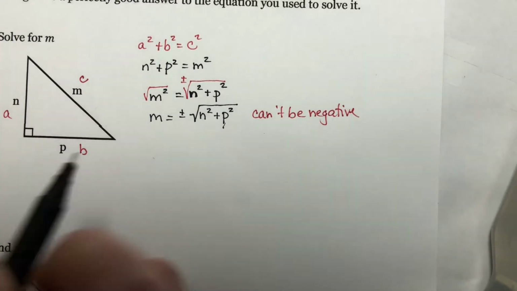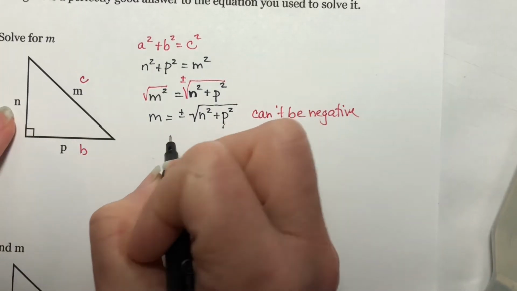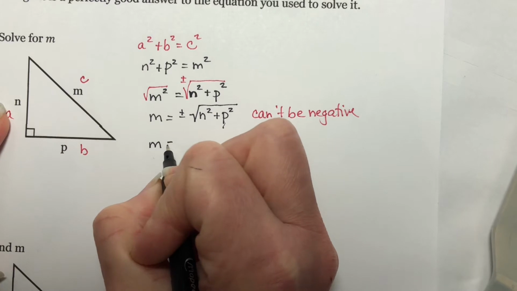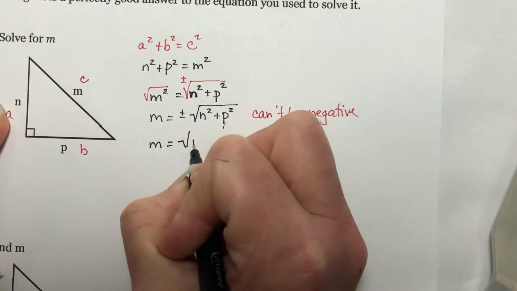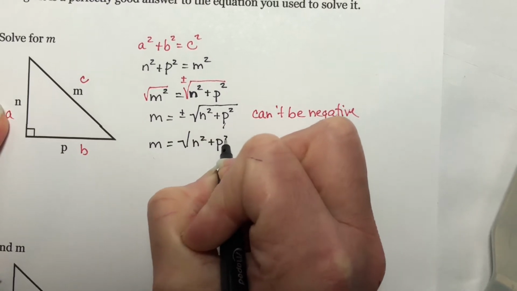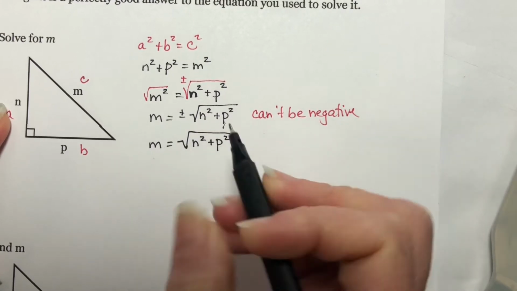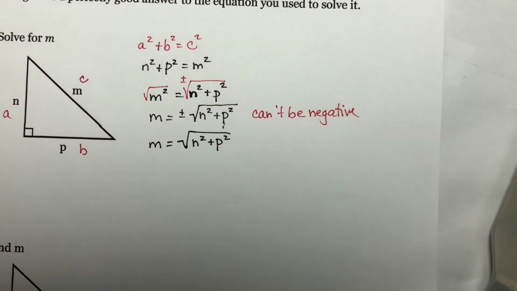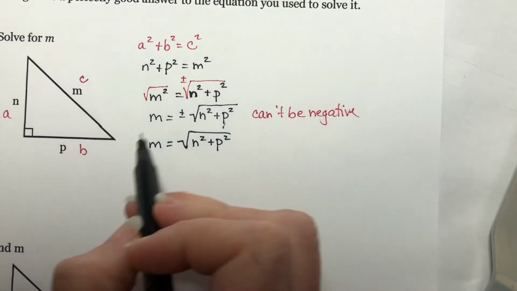Okay, so the answer we're looking for, because we are in the real world, is m is equal to the square root of n squared plus p squared. We don't need to keep the positive sign once we drop the negative. It's understood to be positive. This is the answer they'll be looking for.